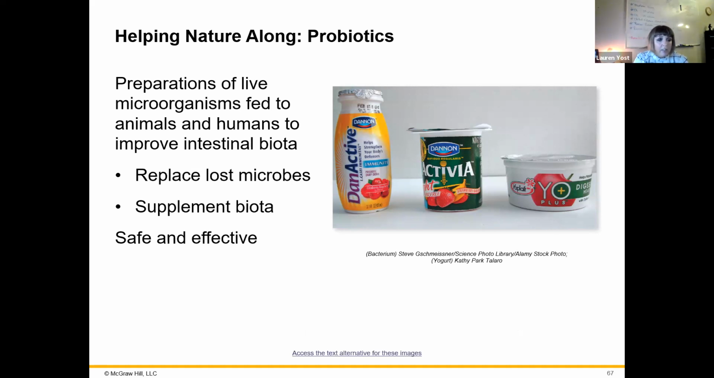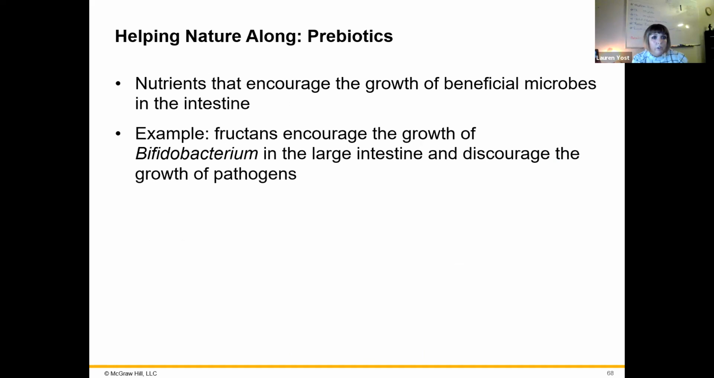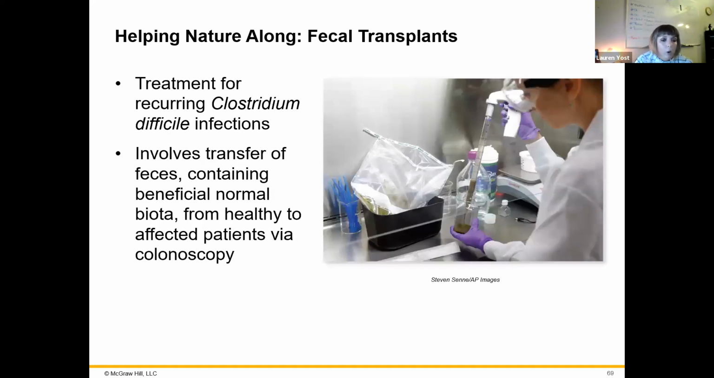So probiotics, they help nature along. They're going to replace any of our lost microbes that we lost from taking antibiotics, as well as just supplementing and helping out our natural biota. They're very safe, they're very effective, and there's no reason why you shouldn't be incorporating them into your diet. Prebiotics are nutritional aids that help with growing those probiotics. So that's pretty useful as well. So fructans encourage the growth of bifidobacterium in the large intestine and discourage the growth of pathogens. So they'd be very useful as well. So always have your probiotics with your prebiotics, always.